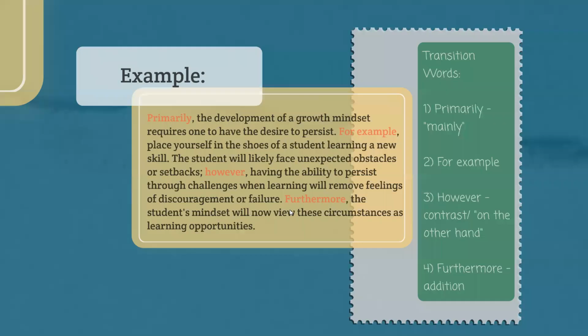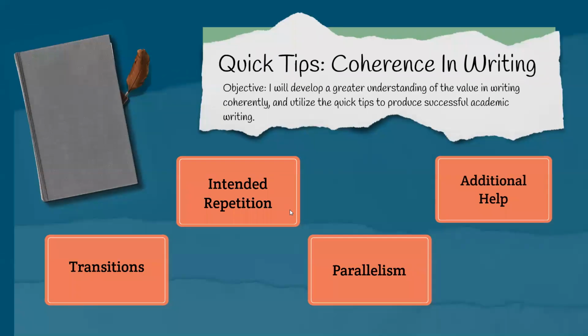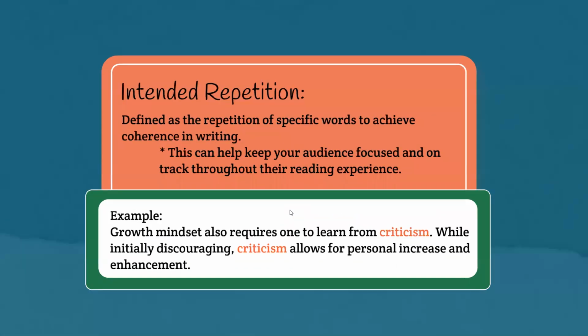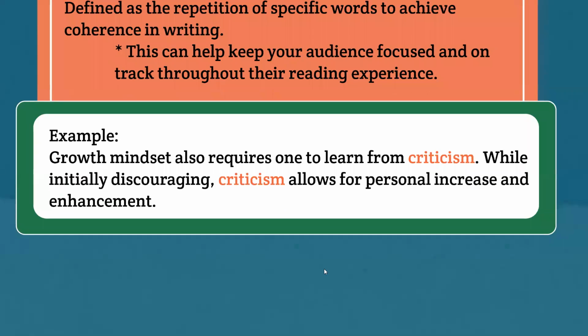The next item we're going to talk about today is intended repetition. And this is defined as repeating specific words to achieve coherence. This can really be helpful in keeping your audience focused and on track. Let's take a look at an example. Growth mindset also requires one to learn from criticism. While initially discouraging, criticism allows for personal increase and enhancement.